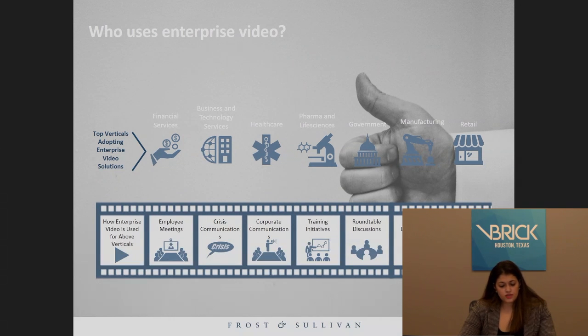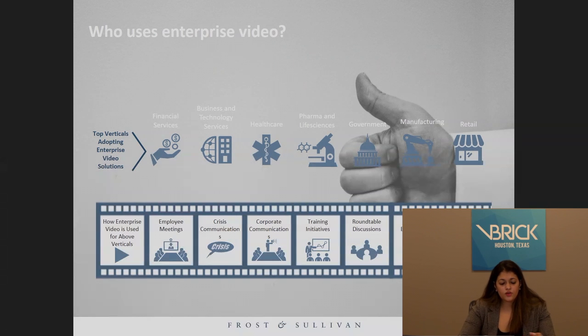Healthcare institutions and pharmaceuticals are another pretty large adopter of enterprise video solutions as we see it. We see EVPs integrating with solutions that are patient systems so that video can be brought into hospital rooms and surgical suites. Retail and manufacturing are the smaller but also the fastest growing adopting verticals for enterprise video.